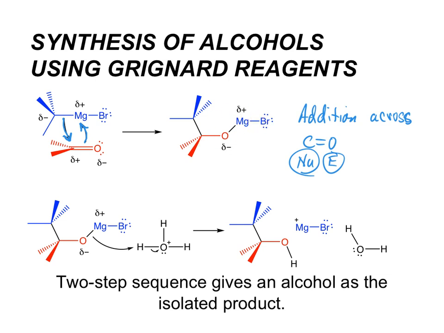Now we don't worry about water, because now what we want to do is replace that magnesium with a hydrogen ion. So we add aqueous acid to the mixture. The acid protonates the oxygen, frees the magnesium bromide, and then you end up with your alcohol product in 2 steps.